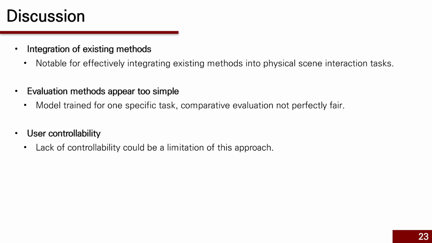Another problem is the evaluation methods. Since the model is trained to perform only one specific task, it's not surprising that it succeeds. Also, the comparative evaluation isn't perfectly fair, as pre-trained models for each method were used. Lastly, the authors claim it's an advantage that their agent automatically accomplishes the task, unlike kinematic-based methods that need user control. However, providing user controllability is much harder and encourages a wider range of behaviors. The lack of controllability actually could be a limitation of this paper.